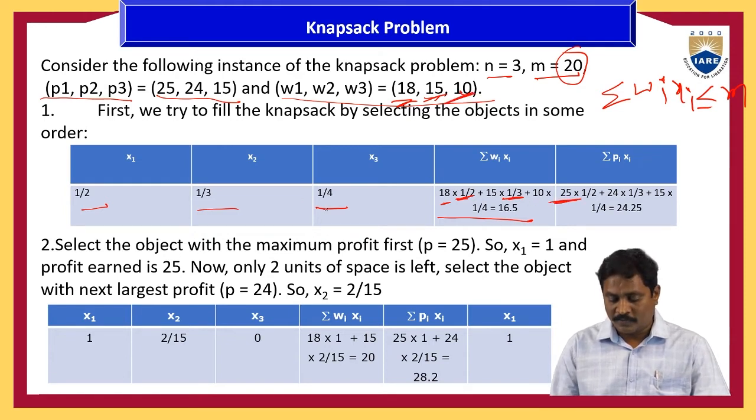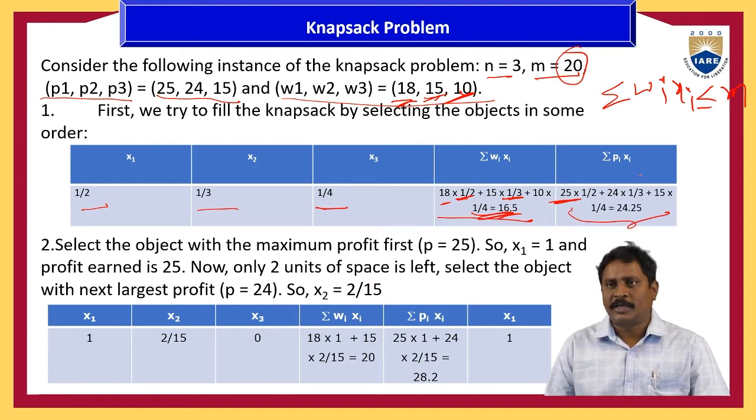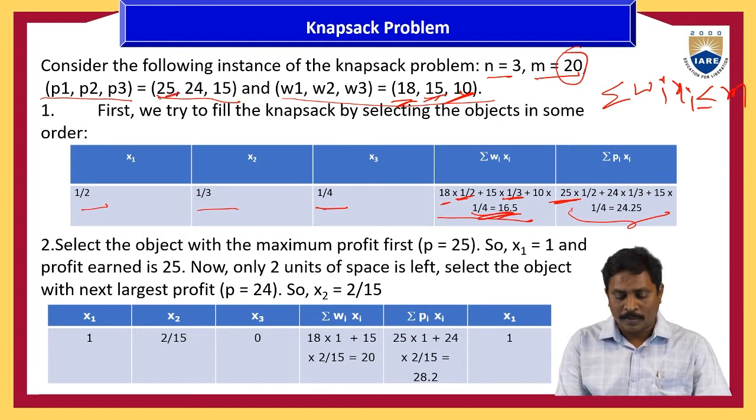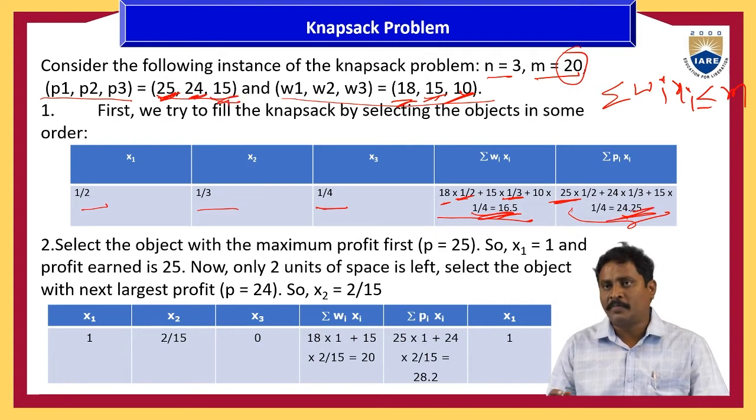1 by 4. Multiplying these values, we get 16.5. 16.5 is less than the maximum capacity value, so we calculate the corresponding profit value. The maximized profit formula is summation Pi xi: 25 into 1 by 2 plus 24 into 1 by 3 plus 15 into 1 by 4. Finding that value, the maximum profit value is 24.25.